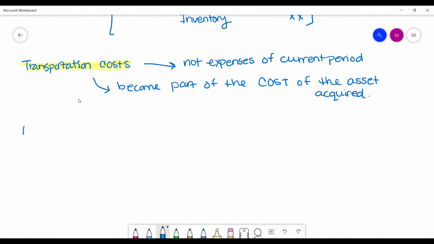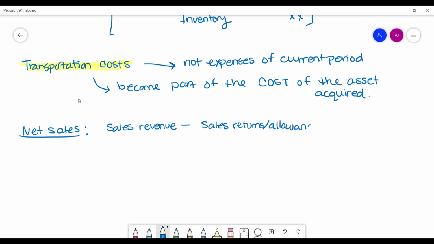All right, net sales. Net sales refers to sales revenue minus any sales returns and allowances and minus any sales discounts.